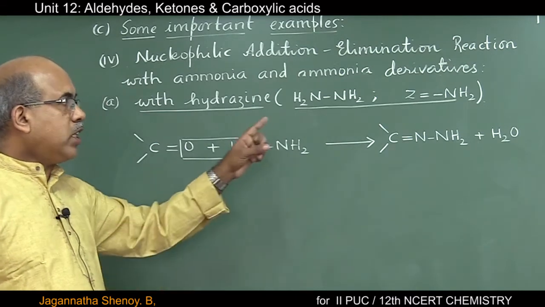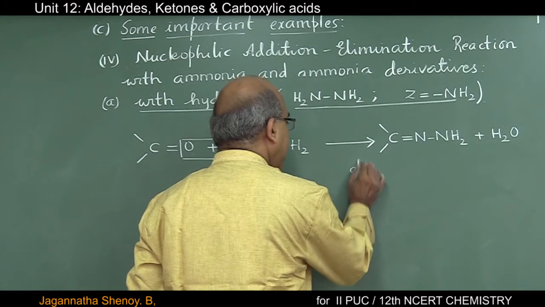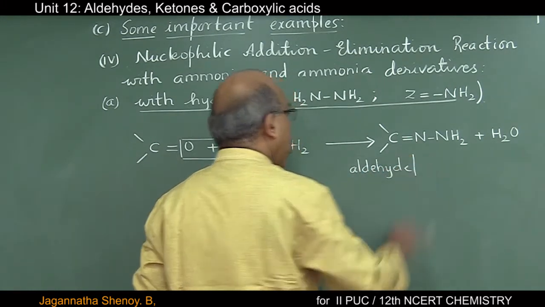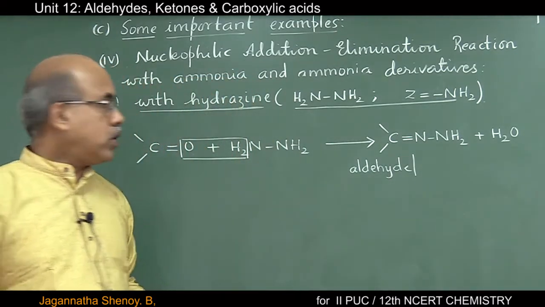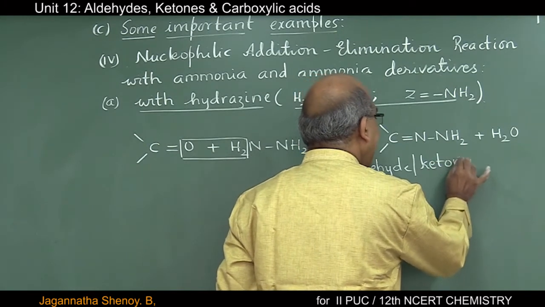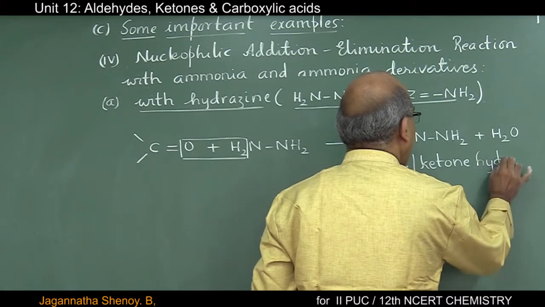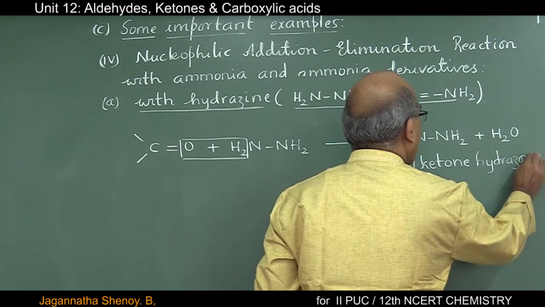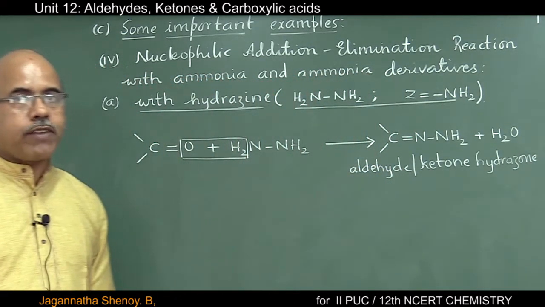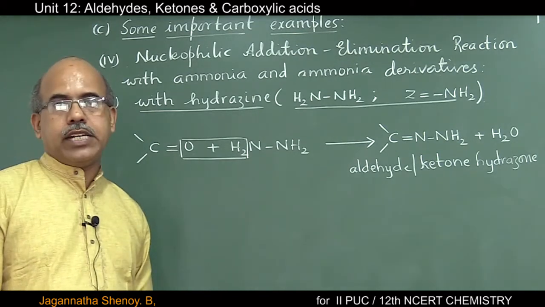Now, what is the name of the compound? If I start from an aldehyde, I start with the name of the aldehyde, or if I start from a ketone, I start with the name of the ketone, and that should be followed by the name hydrazone. So the reagent is hydrazine, and the final product formed is the hydrazone of an aldehyde or ketone.